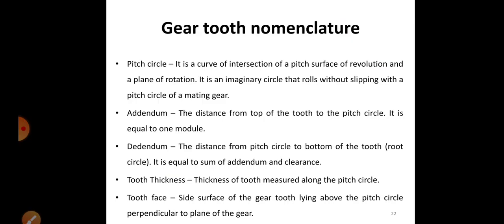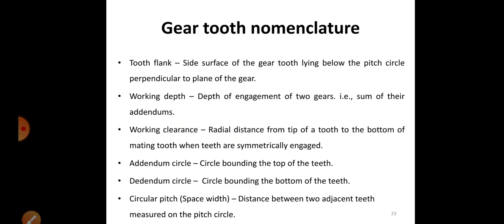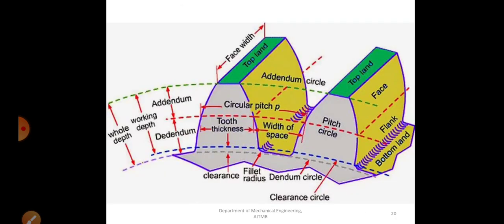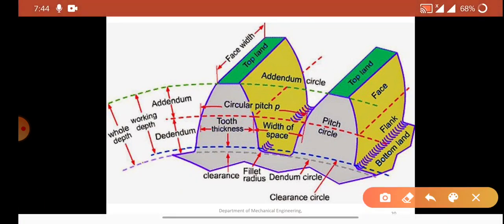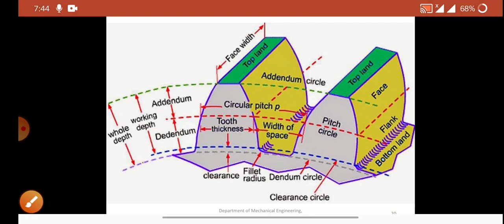Next, tooth flank. This is again the side surface of the gear tooth lying below the pitch circle, perpendicular to the plane of gear. So flank is here. It is below the pitch circle, perpendicular to the plane of gear. This is flank. This is face.